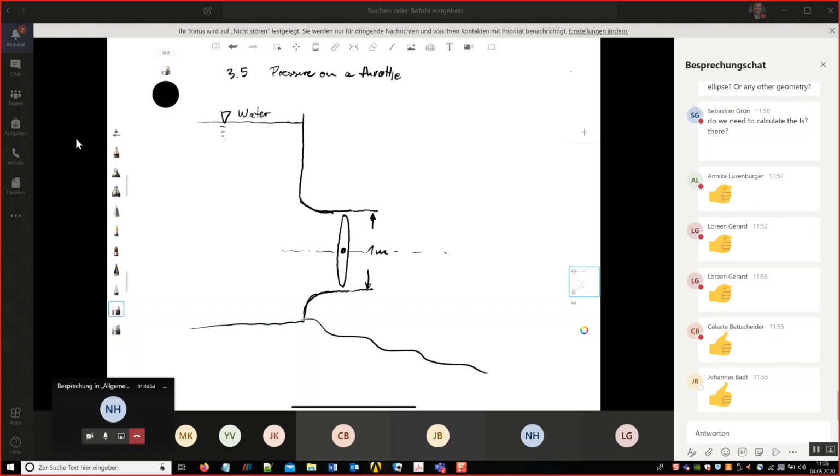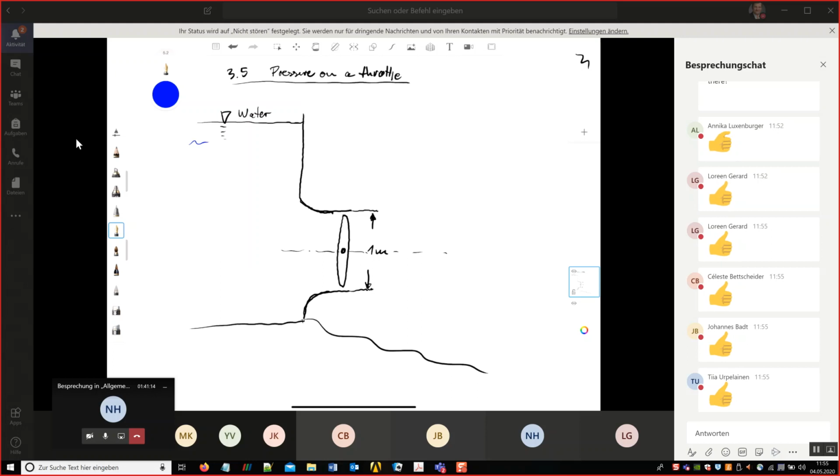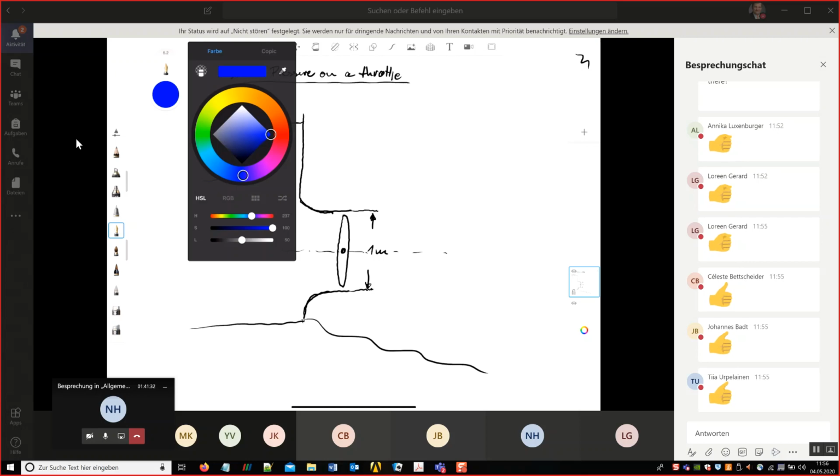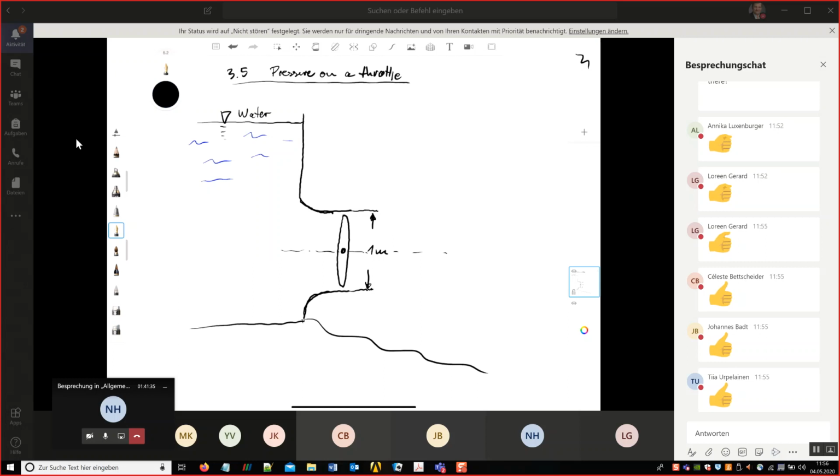Okay, so I explain it again. The exercise is about pressure on a throttle. You have this water pond, filled with water inside, maybe a river or a big tank, and you have your throttle valve here, and it's closed. The throttle is fully closed, it should not open, so it's fully closed, and you have this throttle here.